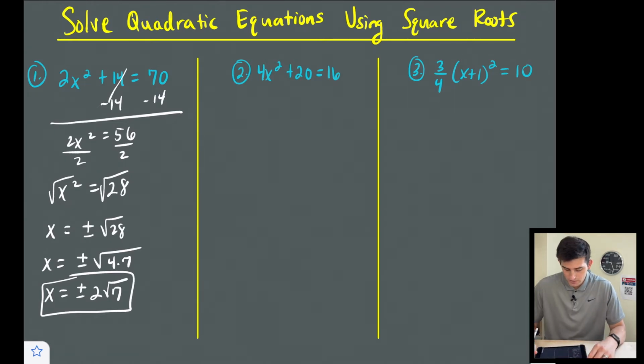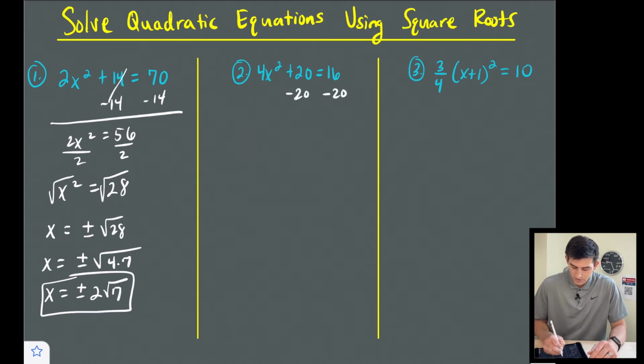All right, let's take a look at number 2. We have 4x squared plus 20 equals 16. So let's do the same thing. Let's isolate our variable. We're going to subtract 20 from both sides. We get 4x squared is equal to negative 4. We divide both sides by 4, and we get x squared is equal to negative 1.